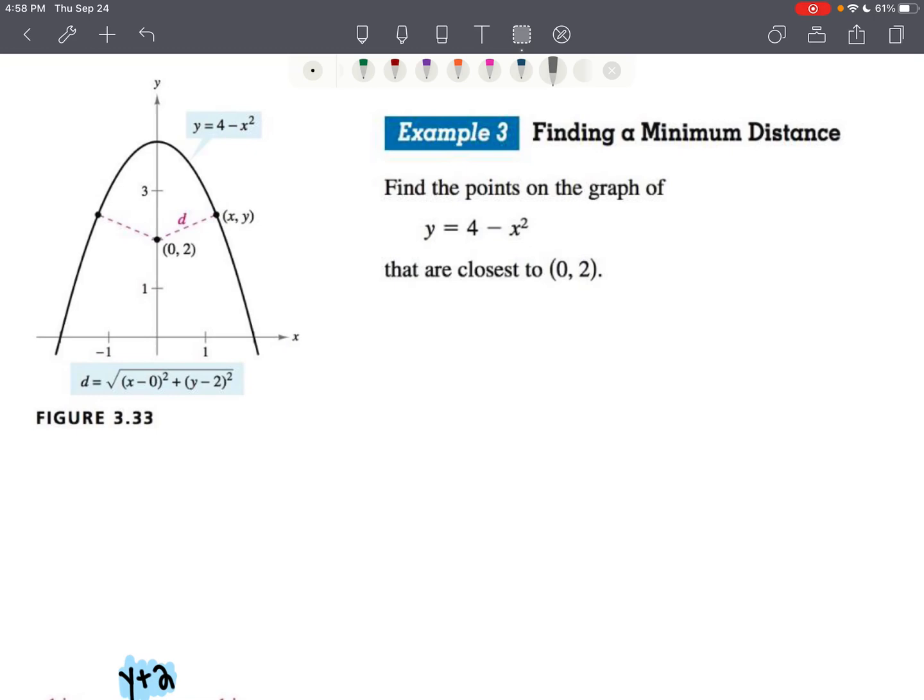We've got the points on the graph y equals 4 minus x squared. We want to find the points that are closest to (0, 2). Now, this part's really important. The part that says closest to, that means we want to minimize the distance. So this means minimize the distance. Okay, minimize distance.